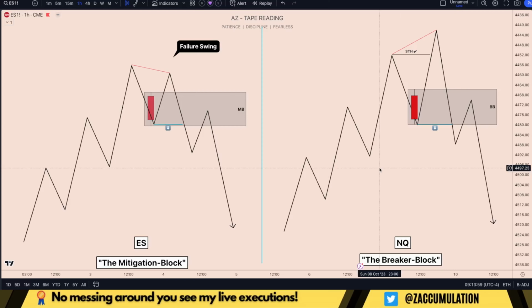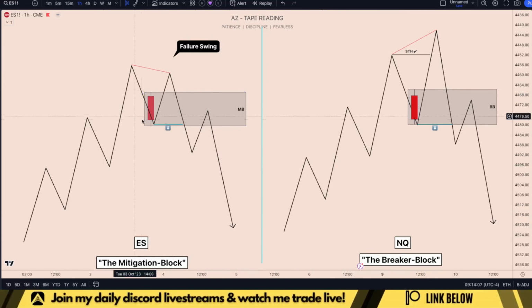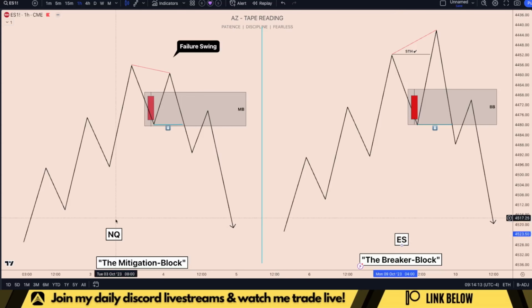And yeah, once again, same thing, this time with a bearish SMT divergence. Most of the time what we see is that ES leaves behind a mitigation block and NQ a breaker block. You could also turn this around. It's not always this way. So in this scenario now, NQ failed to make a higher high, while ES made the higher high before it displaced. So this time we have a breaker block on ES.